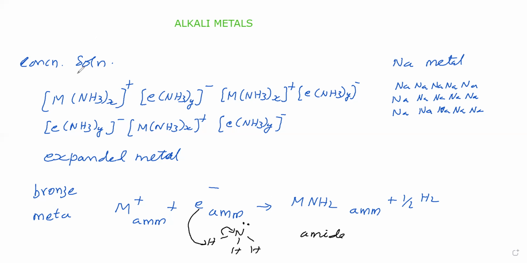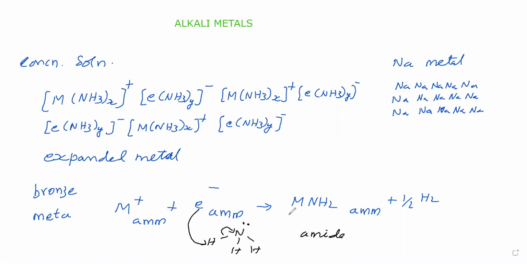This concentrated solution or dilute solution. So this reaction is possible when the solution is left for a long time. Next, the presence of catalytic impurities allows this reaction. Next, if any water molecules are there, then also this reaction is possible. Okay, so we have discussed alkali metals in liquid ammonia.